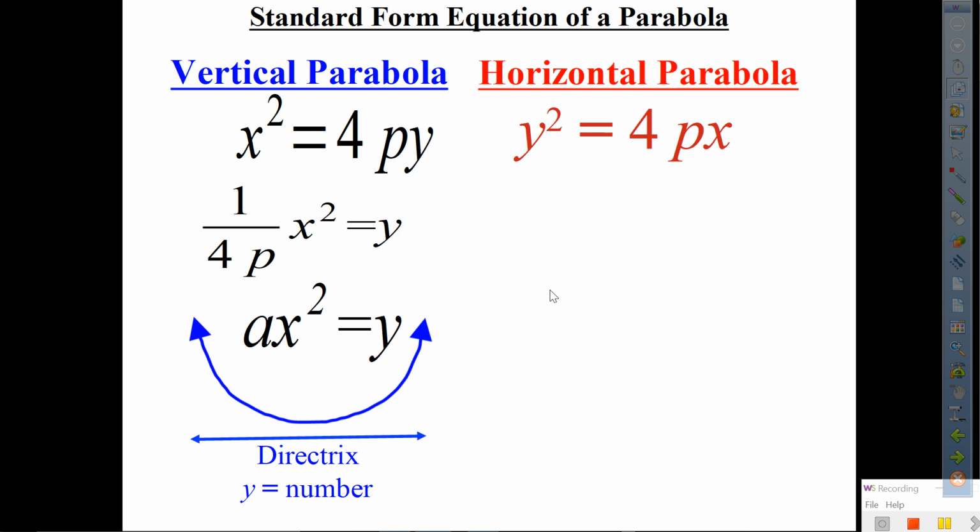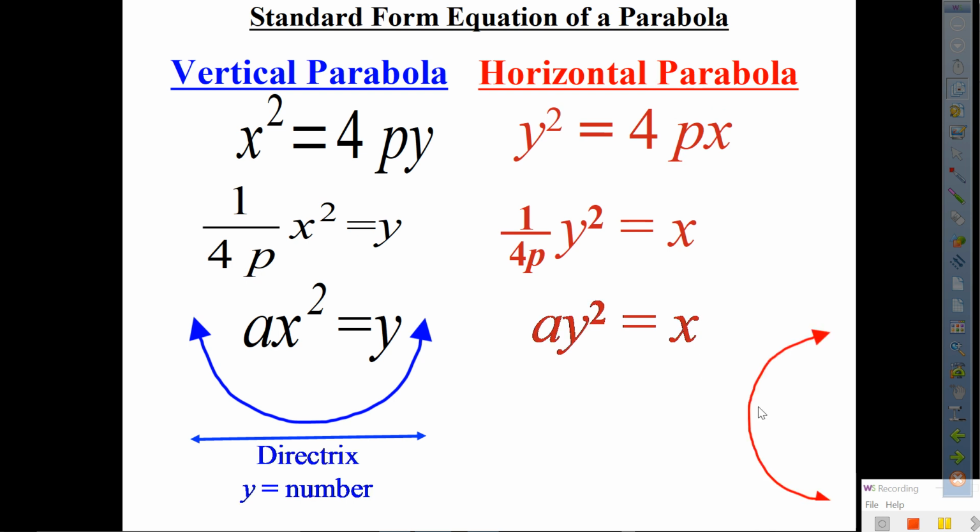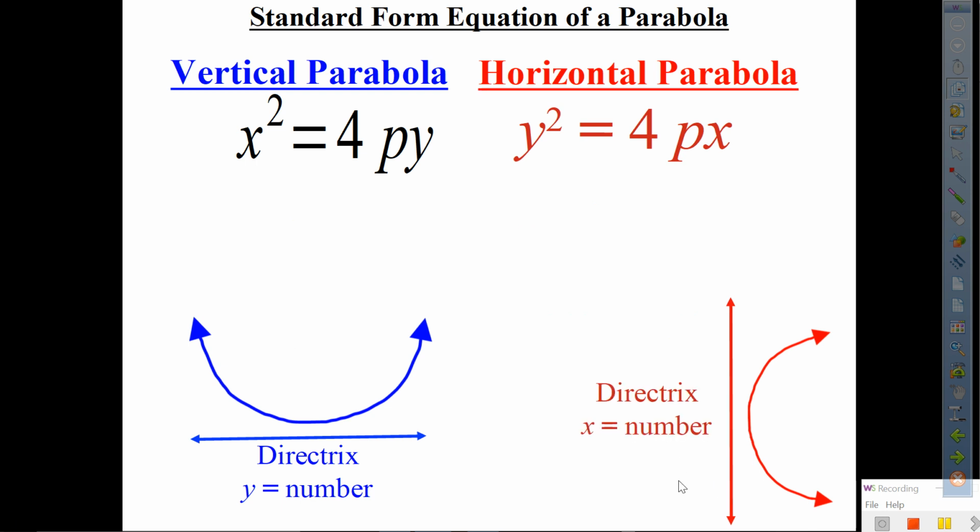The variables. And if I manipulate that, it's going to look like that, and it's going to look like that, but it's a horizontal because now it's going to open sideways. But we also need a directrix, and that's going to be an x value. So, copy this, please. Vertical parabola in blue, horizontal parabola in red, so you can have that on your notes. I'll give you some time for that. Copy and go. All right.